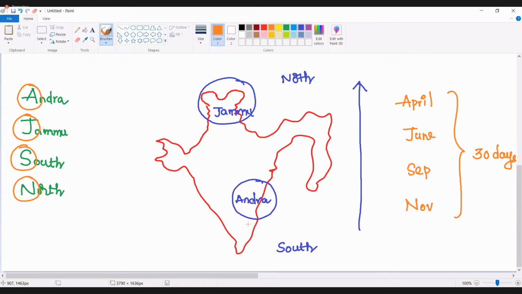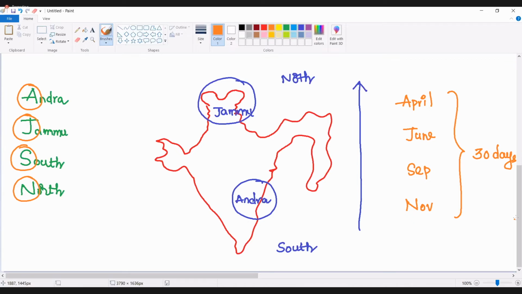AJSN. Remember April, June, September, and November. These are the months having 30 days. All the remaining will have 31 days except February. You can just remember this statement: AJSN will have 30 days, all the remaining will have 31 days except February.